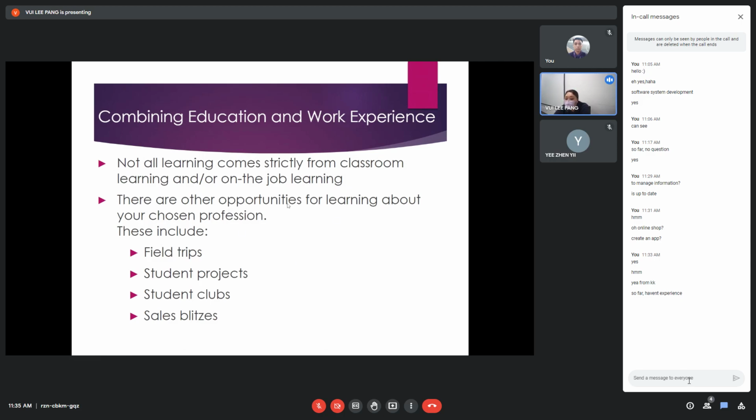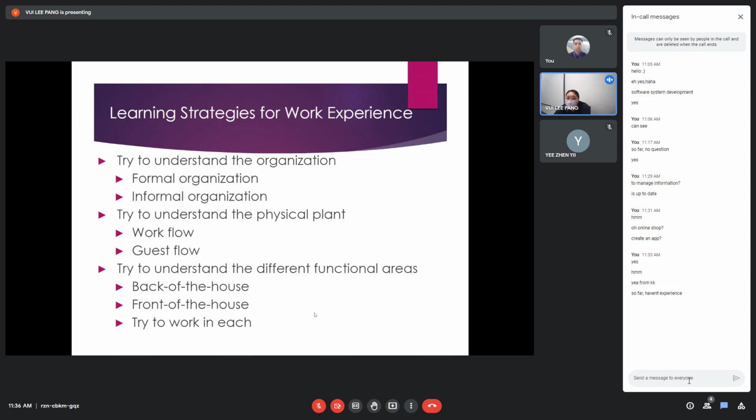There are also opportunities for learning about your chosen profession, including field trips, student projects, clubs or societies, or sales visits. So they do have learning strategies for work experience. You have to try to understand the organizations and the physical plants. What is the workflow? What is the guest flow? Especially for apps like the e-menu, how do you ensure that the menu is user friendly?